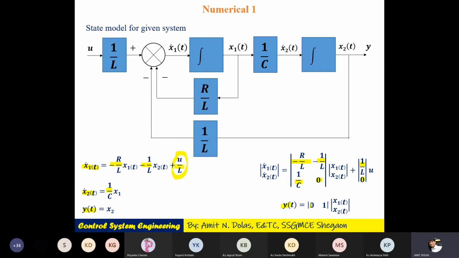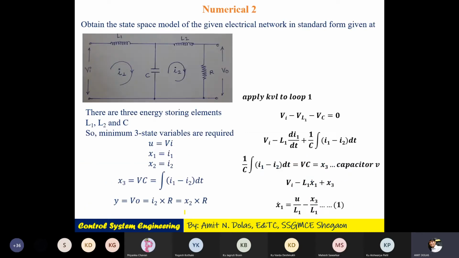So the output matrix vector of Y is 0 and 1, because 0 denotes that the x1 term is not present in the output, but 1 denotes that your x2 term is present in the output, as shown in the equation. So this is all the game of the equations, matrix and state space model. All three should be proper.